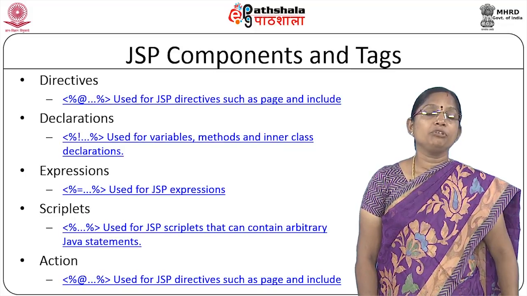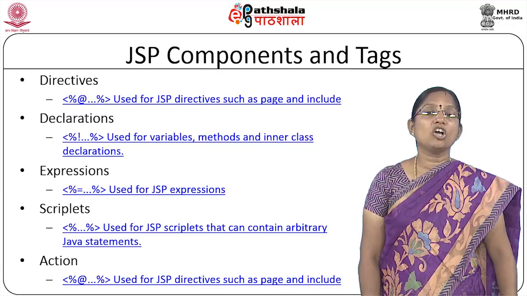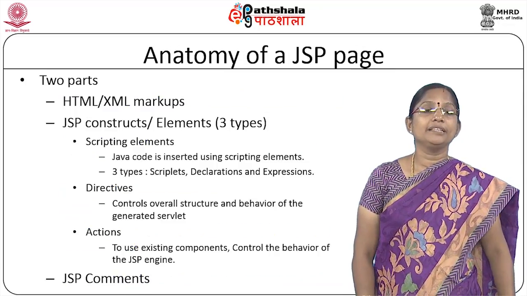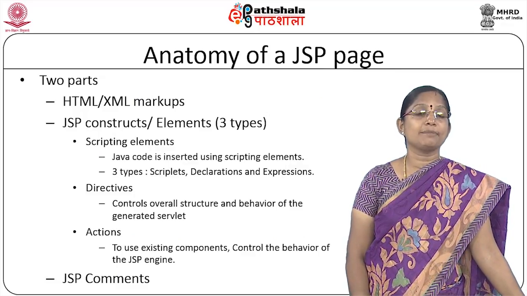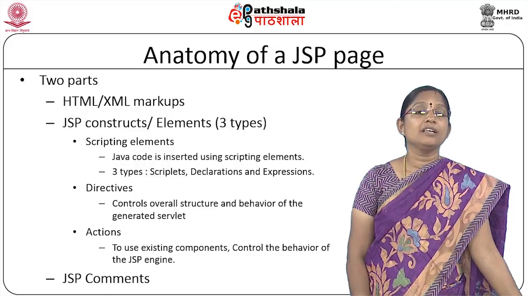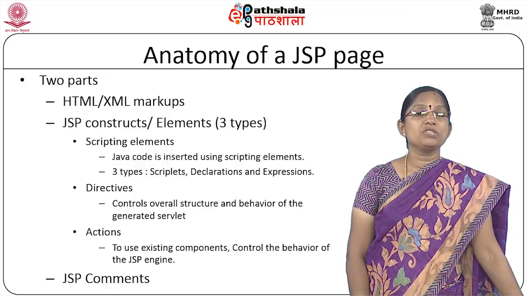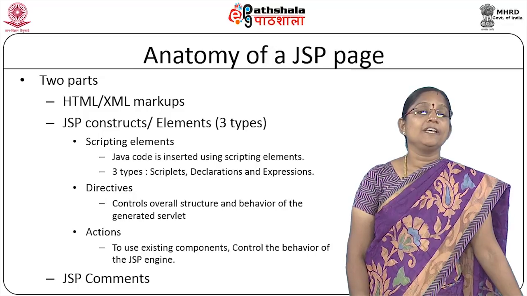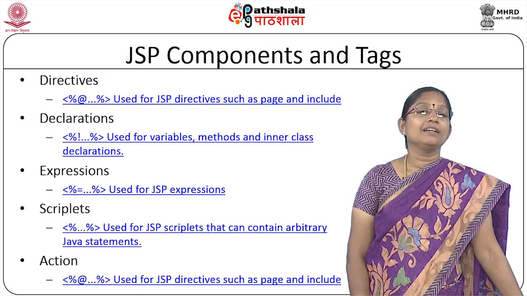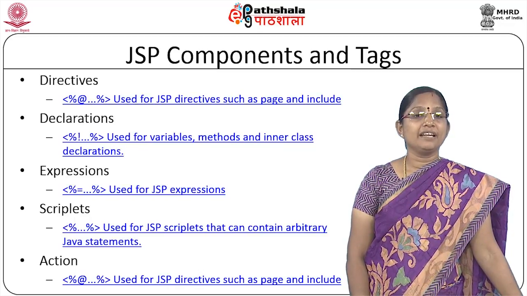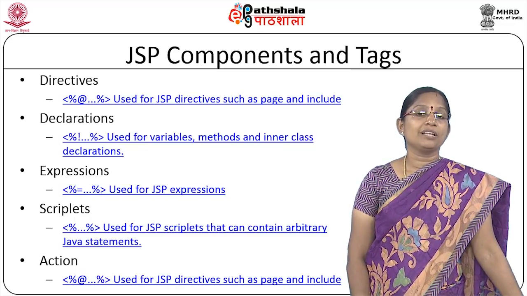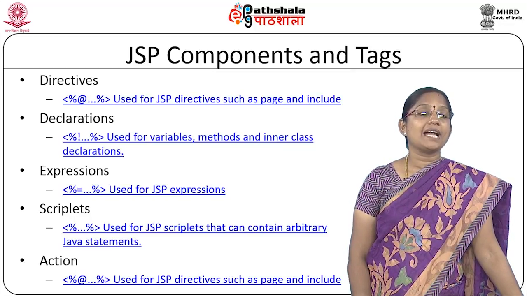First, let me give you a brief introduction about the JSP components and tags. I told you already that there are two parts to a JSP page: either it could be HTML or XML markup, or it could be a JSP construct. If I am using a JSP construct in a JSP page, it should lie under these five categories: directive, declaration, expression, scriptlet or action. If I take directives, later we will see what they are: page, include. These directives have to be described within the @ symbol.